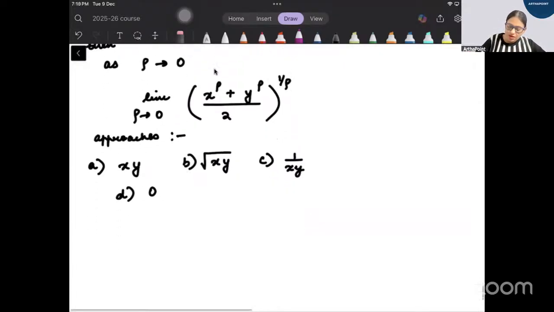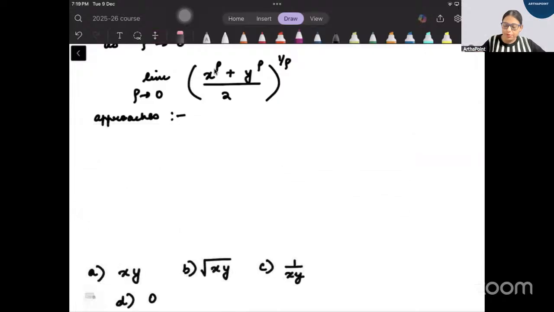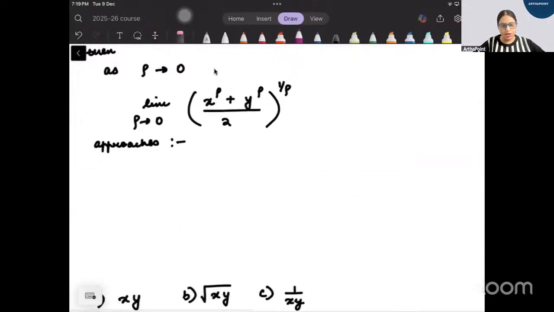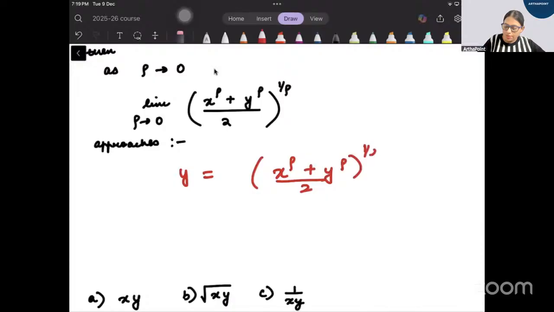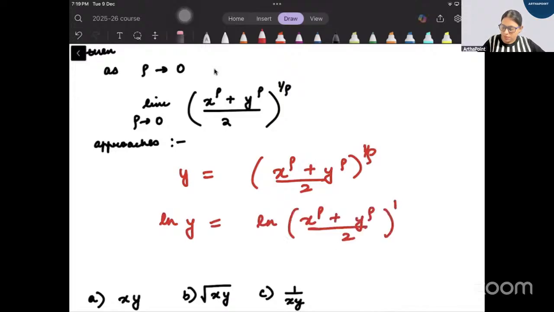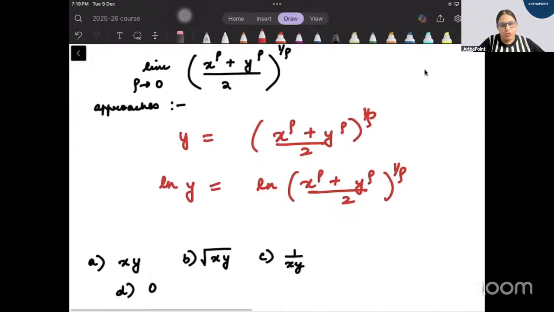So yes, for people who have taken log, you are moving in the right direction. माने अगर आपने ऐसे किया है, y is equal to x to the power delta plus y to the power delta by 2 whole to the power 1 by delta, and you have taken ln on both sides, you are moving in the right direction, but it is going to be a very hectic analysis, right?